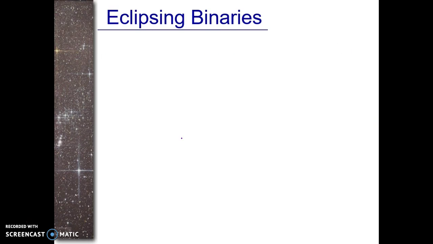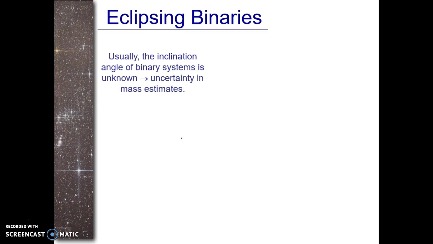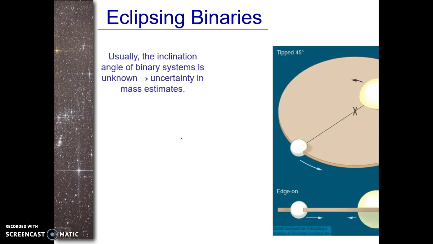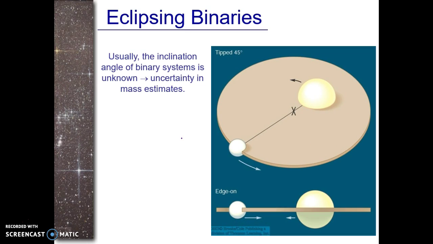And then the third type is the eclipsing binary system. Usually in a binary star system, the inclination angle is unknown. So, of course, that's going to give us more uncertainty in the mass estimates, right? But in an eclipsing binary system, we can tell because we see it edge on, which means they're going to cross right in front of each other if we're looking at it from Earth. And when that happens, part of the light is going to be blocked, and the total brightness is going to decrease.